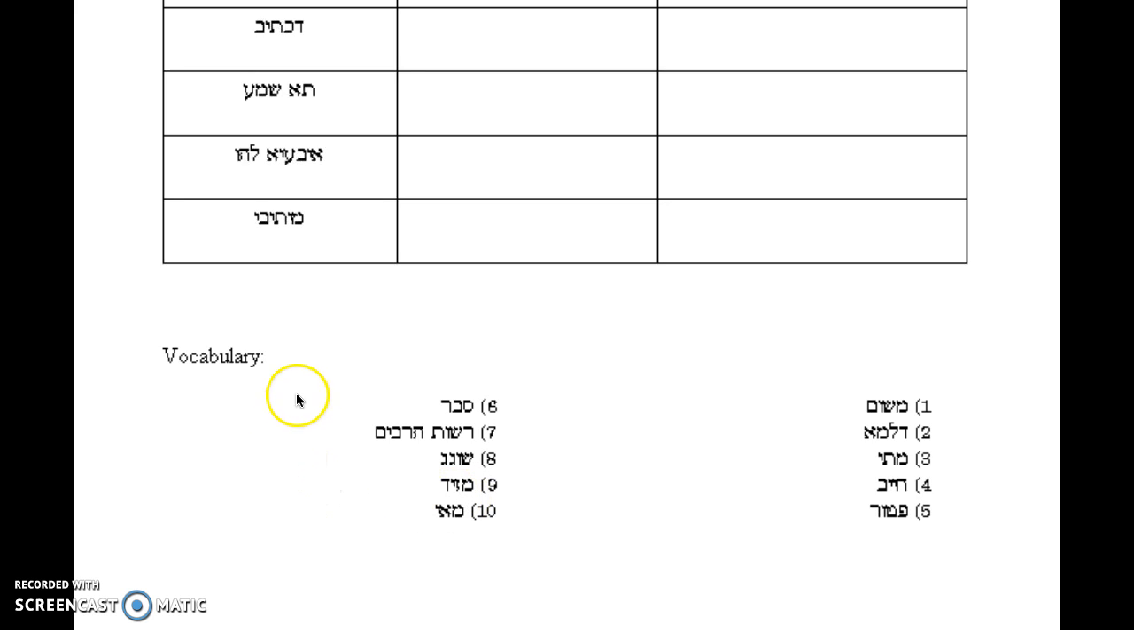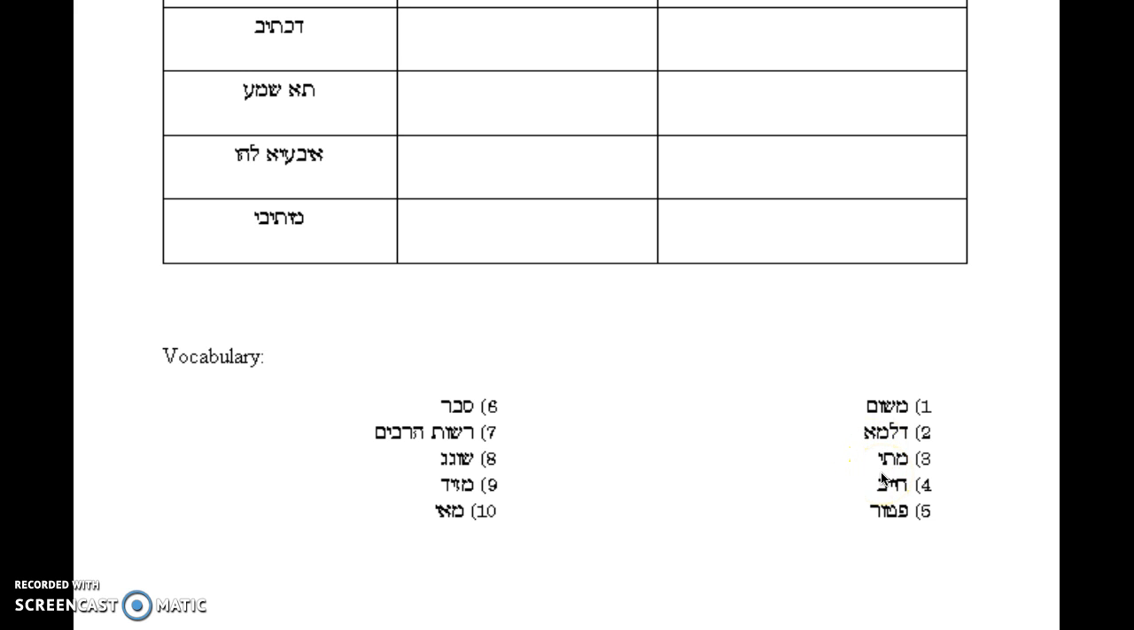Okay, finally, we have 10 common Gemara words that you should know. These words you'll find very, very often on any page of Gemara. Mishum means because. Dilma means maybe or perhaps, either way.